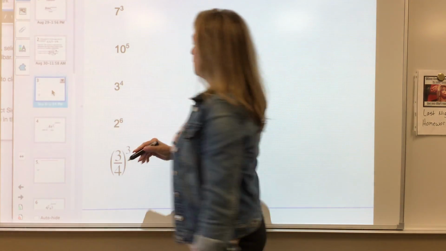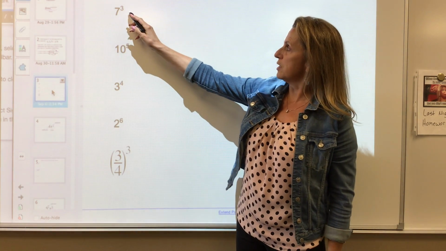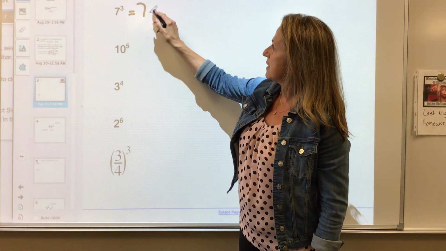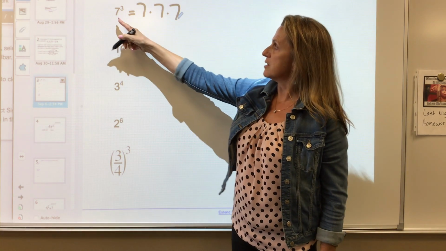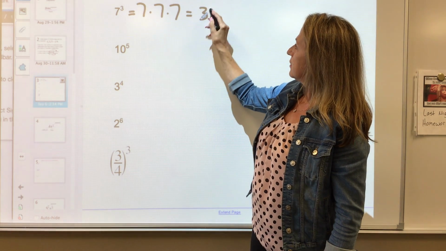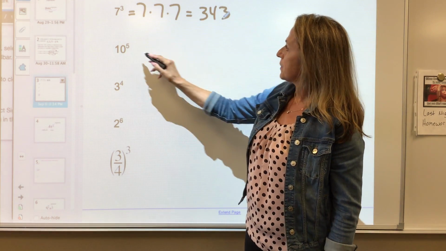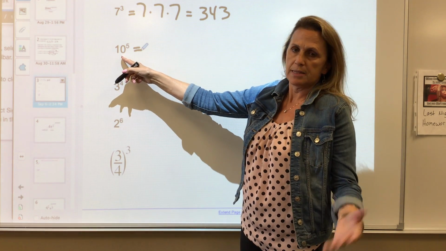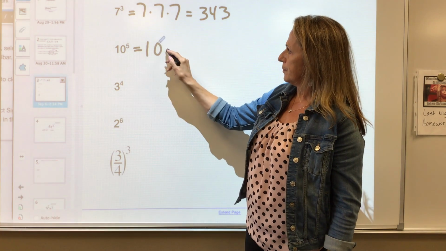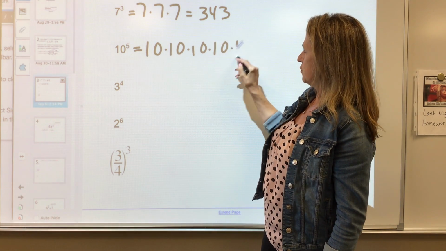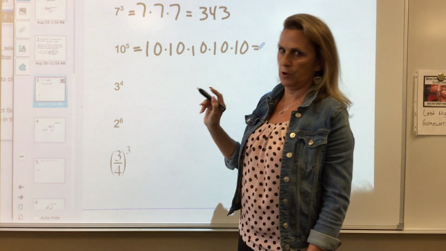Real quick, let's just go through this. 7 to the 3rd, we're not going to use calculators right now, we will use them later. That just means 7 times 7 times 7, because the base is a 7 and the exponent is a 3. That's 343. 10 to the 5th, 10 is considered a base 10 because the base is a 10. And I'm going to multiply that by itself 5 times. And base 10s are super easy, you don't ever need a calculator for a base 10.